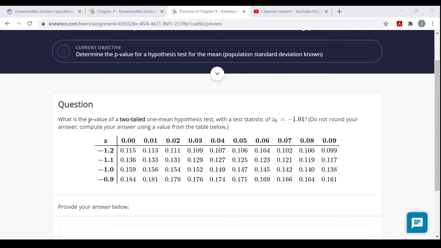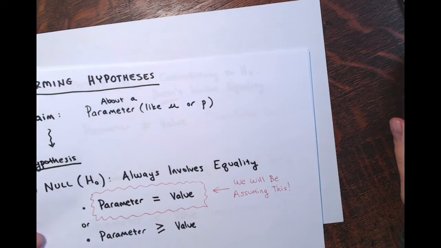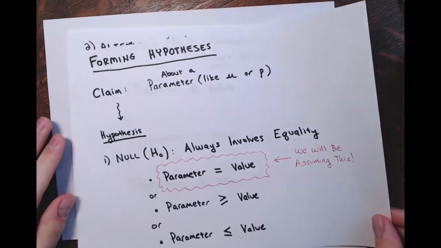Let me refresh your memory as to how to find the p-value for the different kinds of tests you'll come across. There are left-tailed tests, right-tailed tests, and two-tailed tests. I've written these out in previous videos, so I've got the writing here. Let's get rid of the calculator. So this was forming hypotheses.